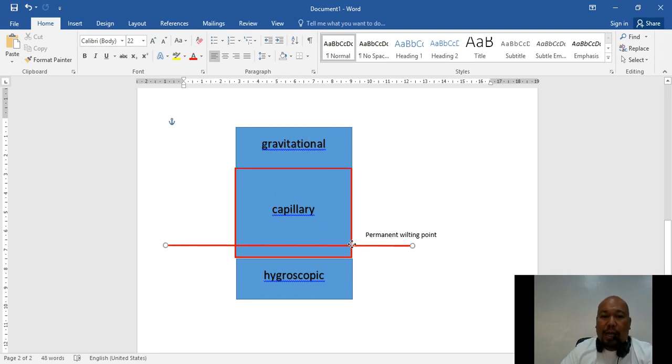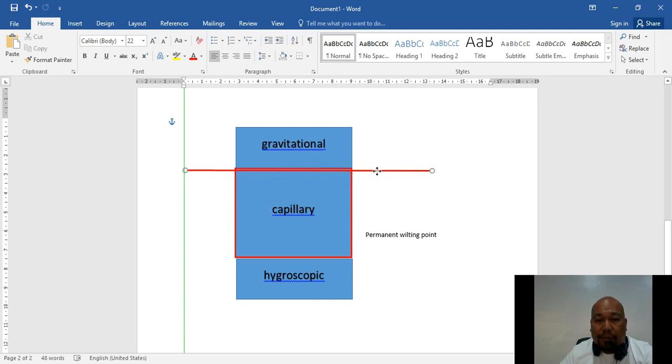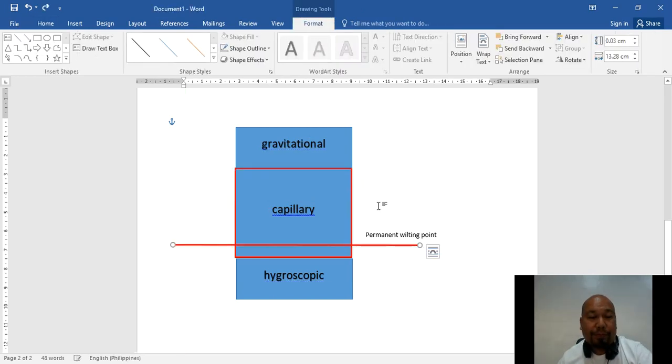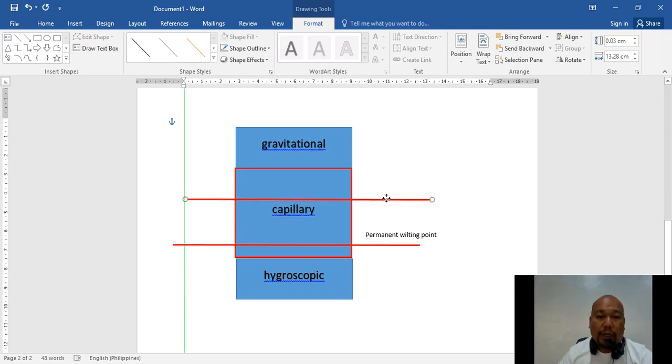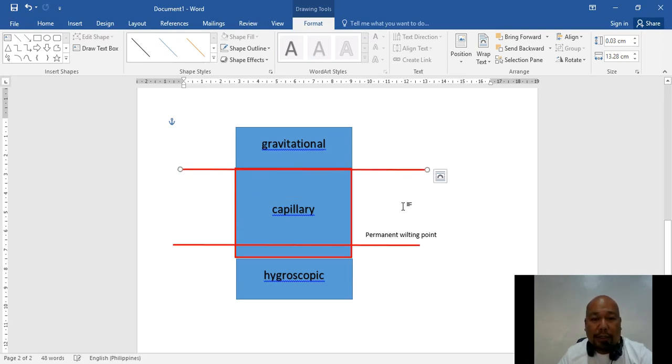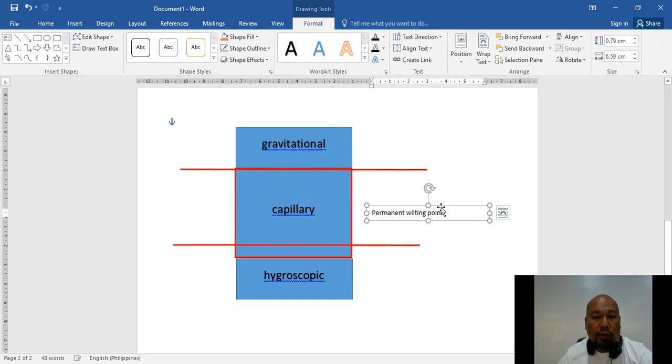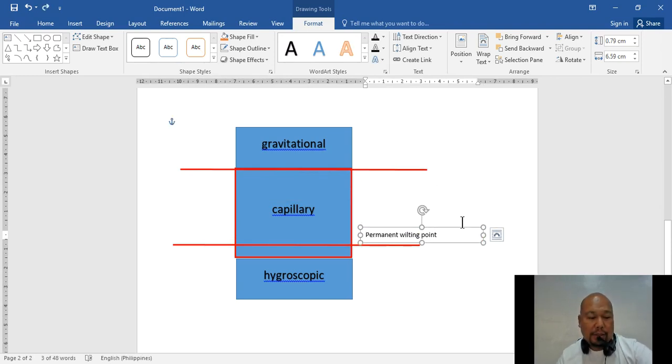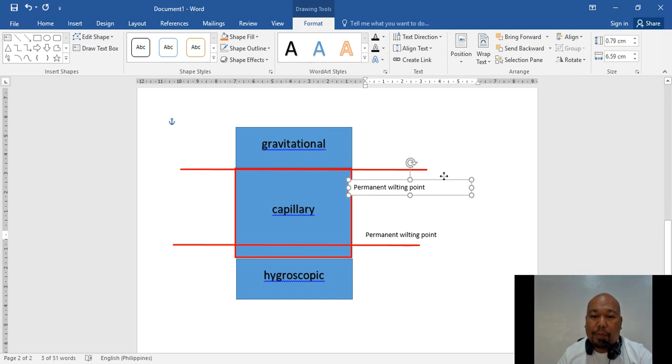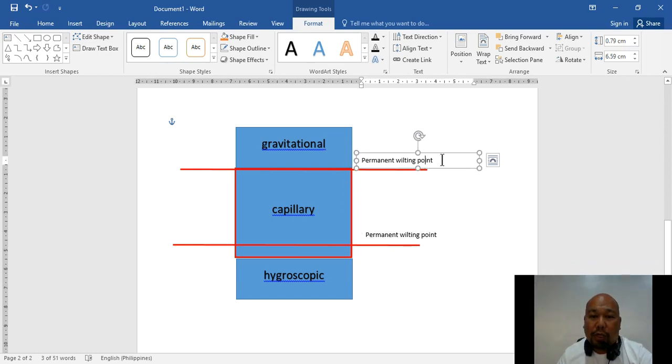Okay? The field capacity is about here. Let me copy that one. It's about there, more or less. That's the amount of water. Oh goodness, please bear with me. It's difficult to draw on the computer. It's easier on the board.